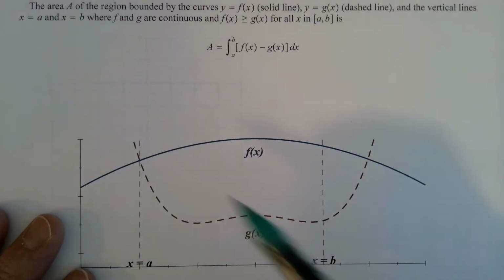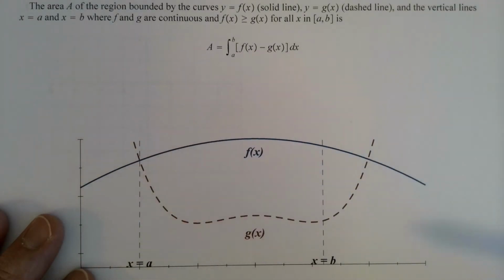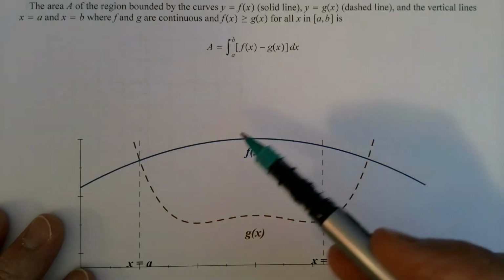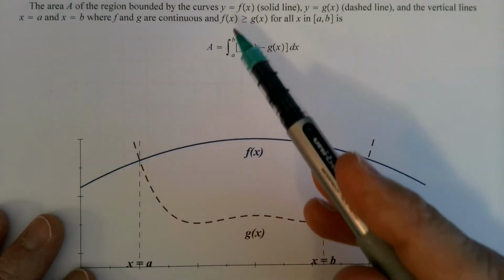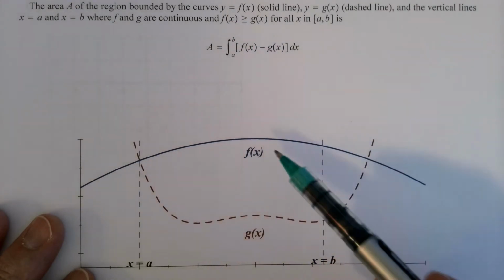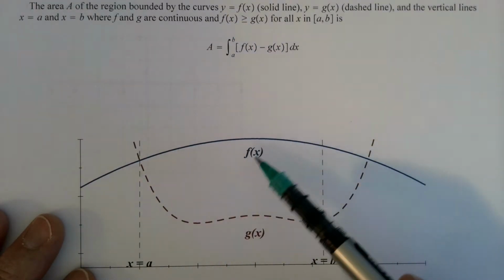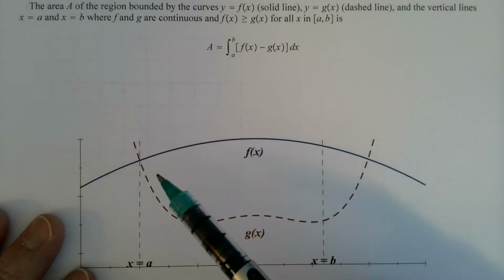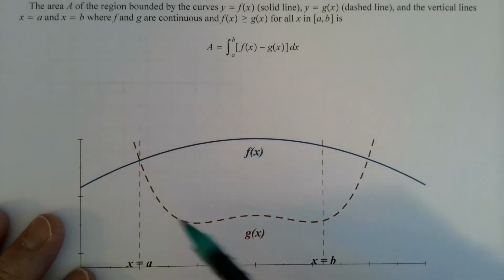Again, a being less than b, where both the functions f and g are continuous, right? No holes, gaps, jumps, vertical asymptotes, those sorts of things. And of course, f of x being greater than or equal to g of x. Sometimes the book refers to f as being the top function and g of x being the bottom function over this interval.